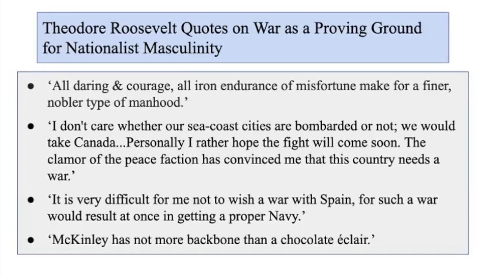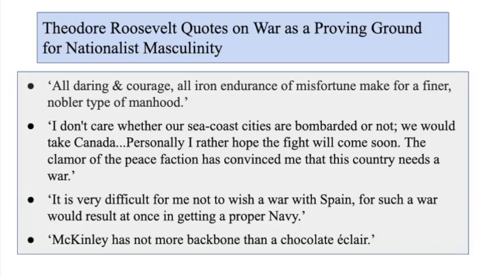Earlier in his career, with regard to a U.S. dispute with Great Britain, Roosevelt said, "I don't care whether our seacoast cities are bombarded or not. We could take Canada. Personally, I rather hope the fight will come soon. The clamor of the peace faction has convinced me that this country needs a war." When it came to the remnants of the Spanish fleet and empire, Roosevelt said, "It is very difficult for me not to wish a war with Spain, for such a war would result at once in getting a proper navy."